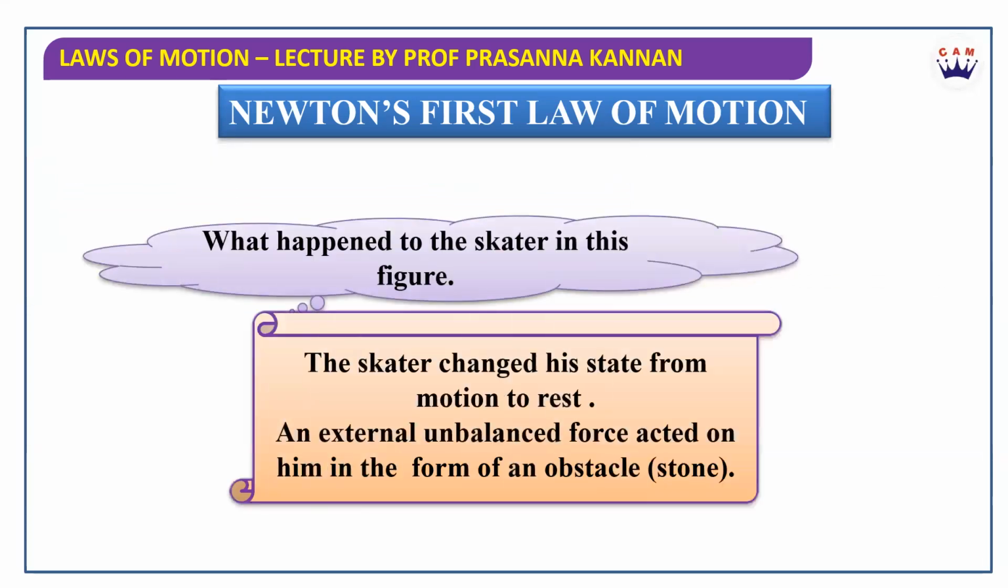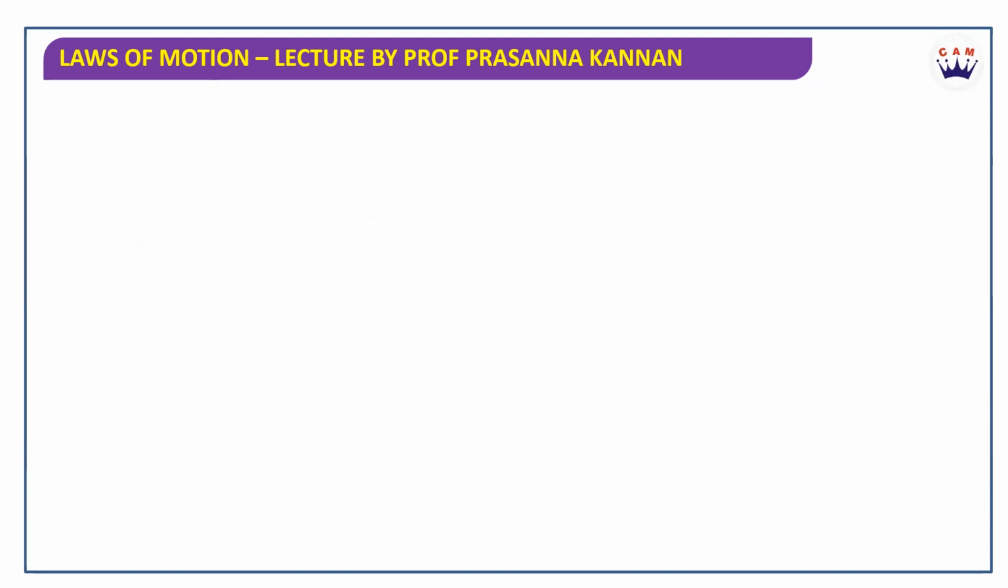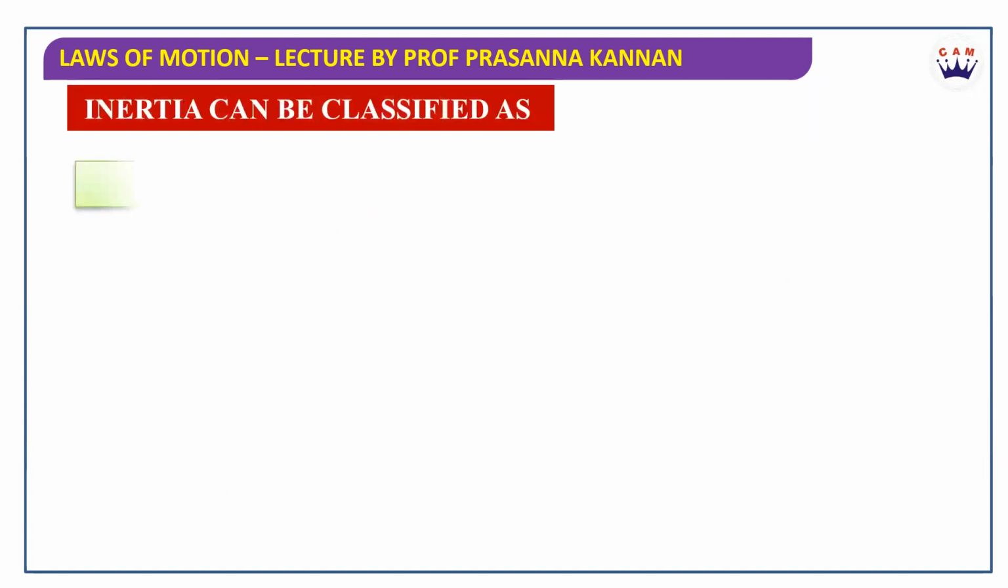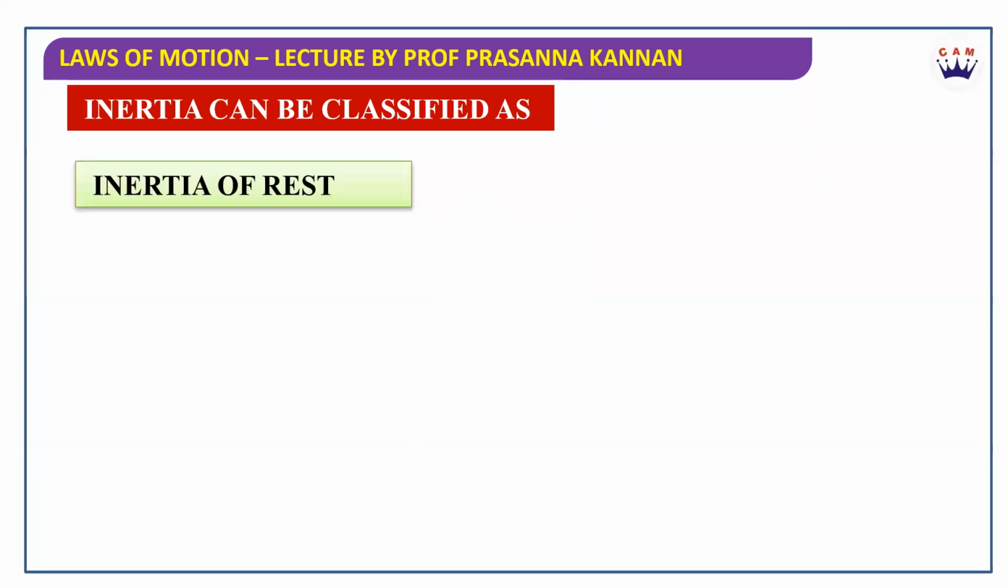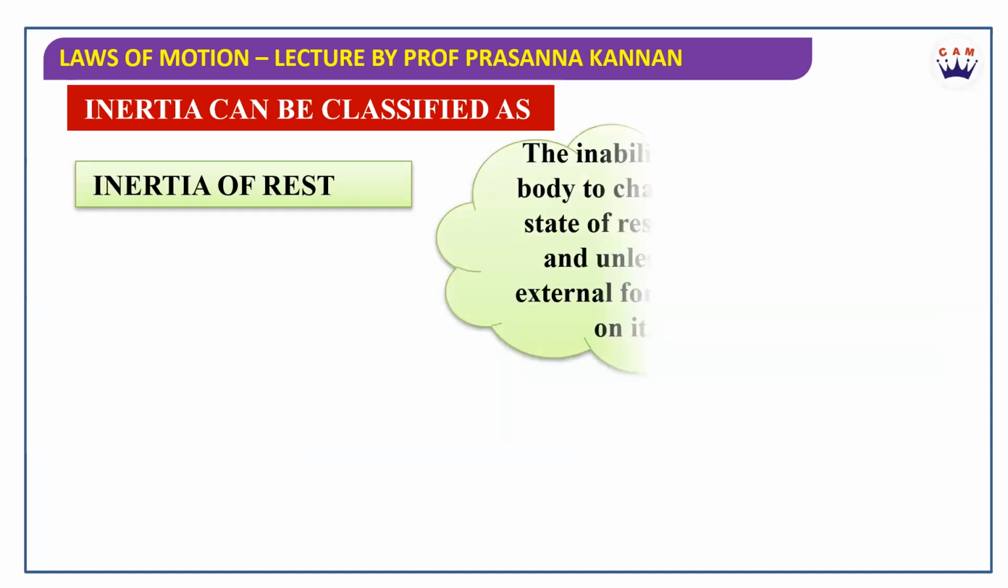What happened to the skater? The skater changed its state from motion to rest. And for this to happen, an unbalanced force in the form of a stone was required. Okay. So there are three types of inertia. What are they? Inertia of rest, inertia of motion, inertia of direction.